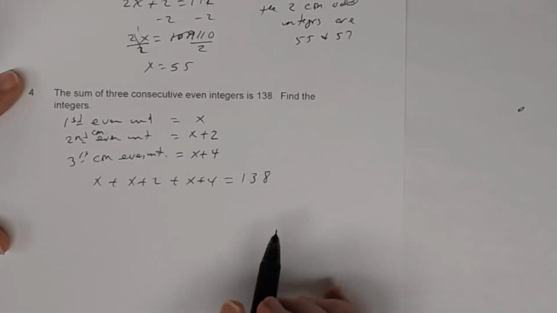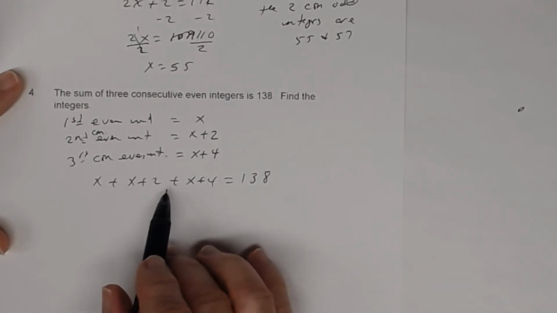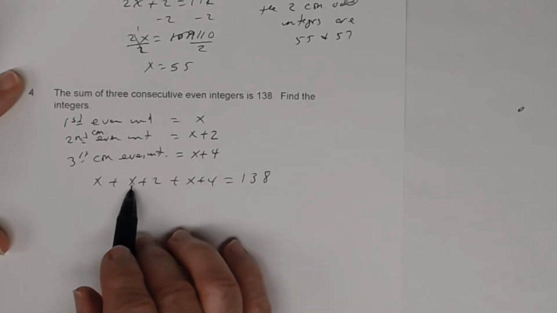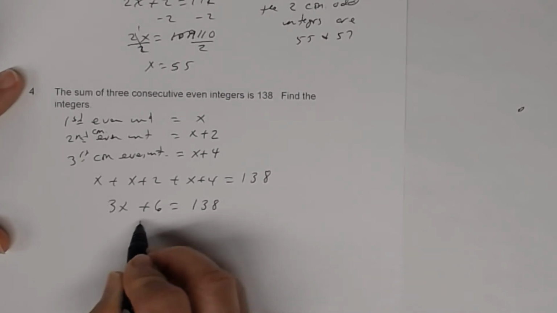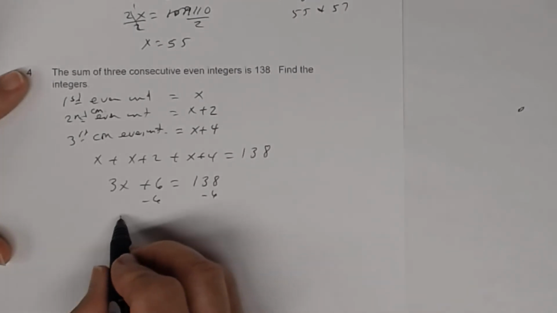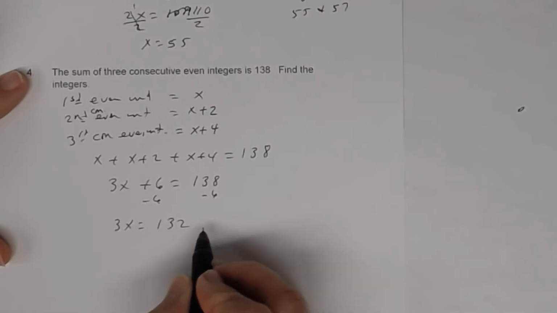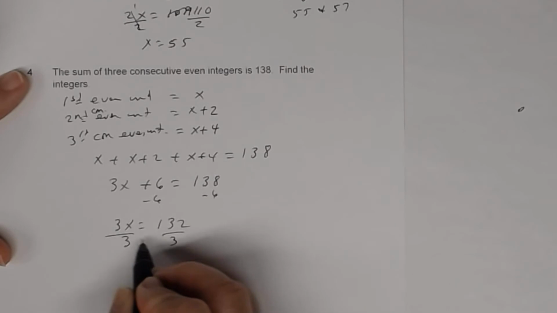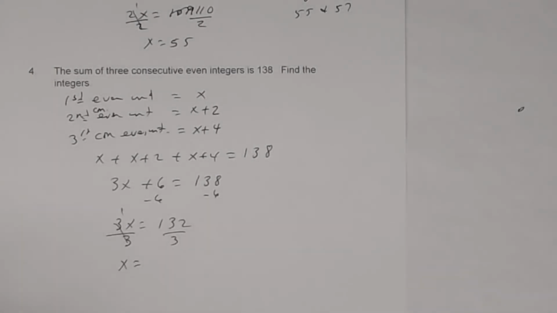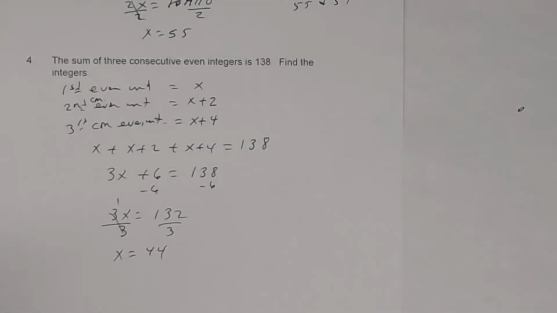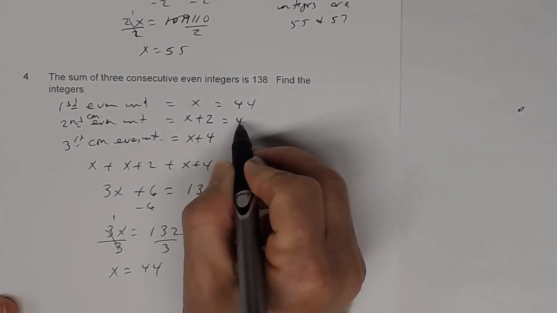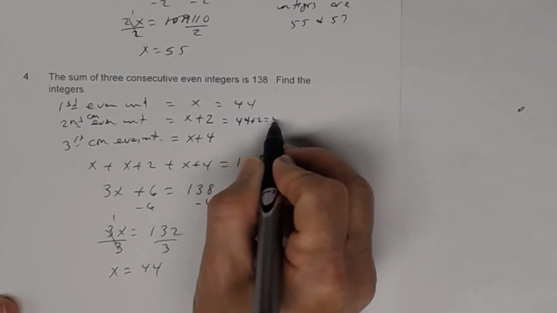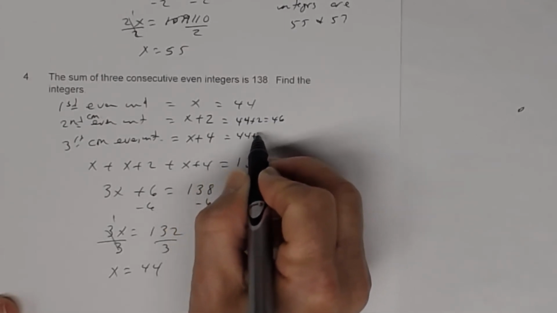Now let's combine like terms. x plus x plus x is 3x. 2 plus 4 is 6, equals 138. Subtract 6 from both sides. I get 3x equals 132. Divide both sides by 3. I get x to be 132 divided by 3, which is 44. And so my first even integer is 44. The next consecutive even integer is 44 plus 2, which is 46. The next one is 44 plus 4, which is 48.